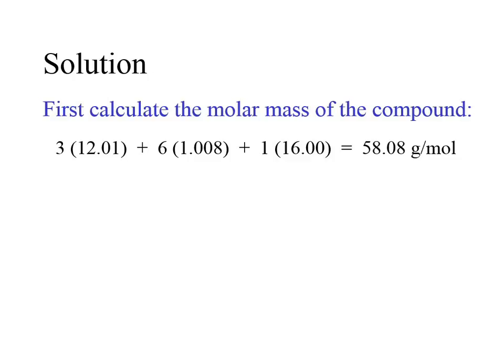The molar mass of the compound we can get off the periodic table. We take 3 times the decimal number for carbon plus 6 times the decimal number for hydrogen plus 1 times the decimal number for oxygen, okay? So that's the total molar mass. Are we all okay with this? Okay.